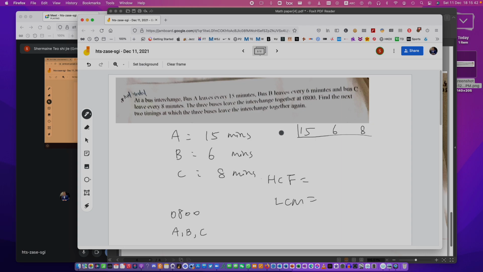So what can you put here? Can you put anything here? No, right? Can you put a 3? Cannot. Can you put a 2? Cannot. So you can put nothing here. If you cannot put anything here, you need to do the prime factorization for each of them. So 15 is what? 3 times 5. This one is 2 times 3. This one is 2 to the power of 3. Okay?